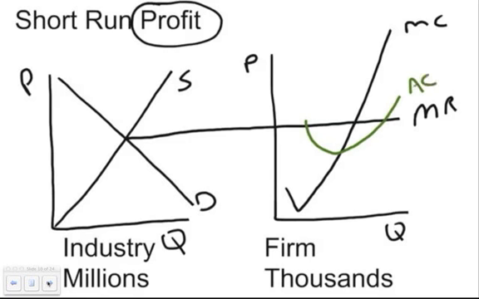And then we want to identify where the output is. So the rule for output is MR equals MC. So I find that point, I draw that straight down, and that's going to be the quantity for my firm. And then I can also look to find my profit. And that's where MR equals MC down to the average cost curve and straight over. And then that would actually be my firm's profit here. And there's your first graph for perfect competition.